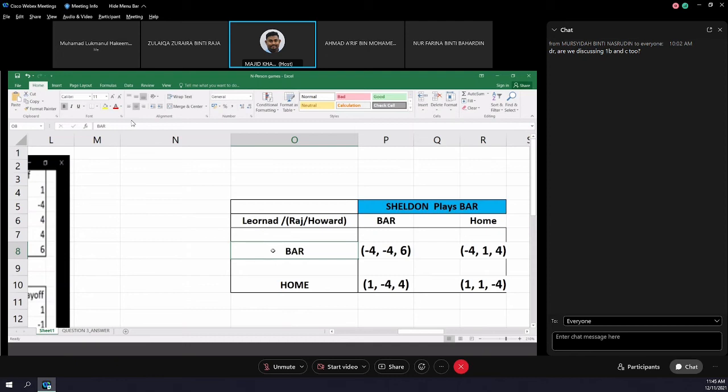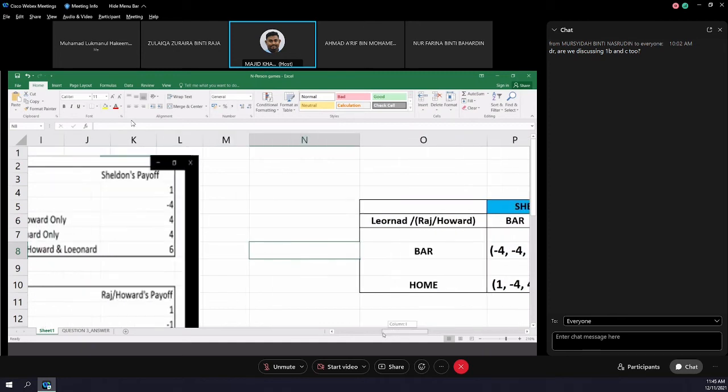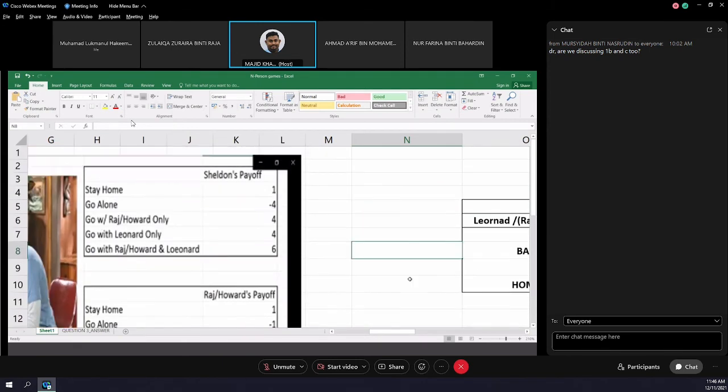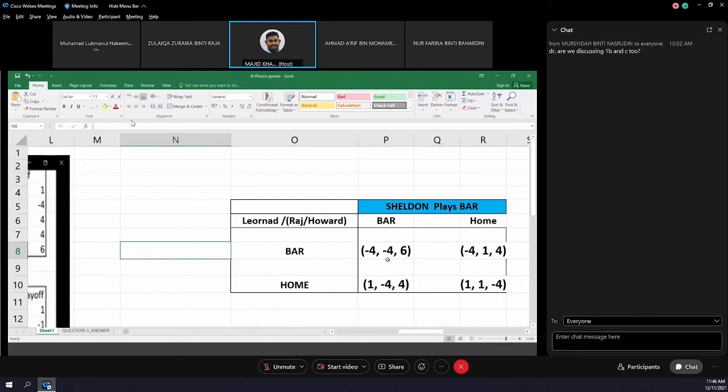If Leonard goes to the bar, Raj or Howard goes to the bar, and Sheldon goes to the bar, definitely Sheldon will get 6. The payoff will be 6 because Sheldon is very happy all of his friends are in the bar. But for Leonard and Howard, if Sheldon is definitely there, definitely the payoff will be -4. Can you understand or not? That's why the values here are -4, -4, and 6.